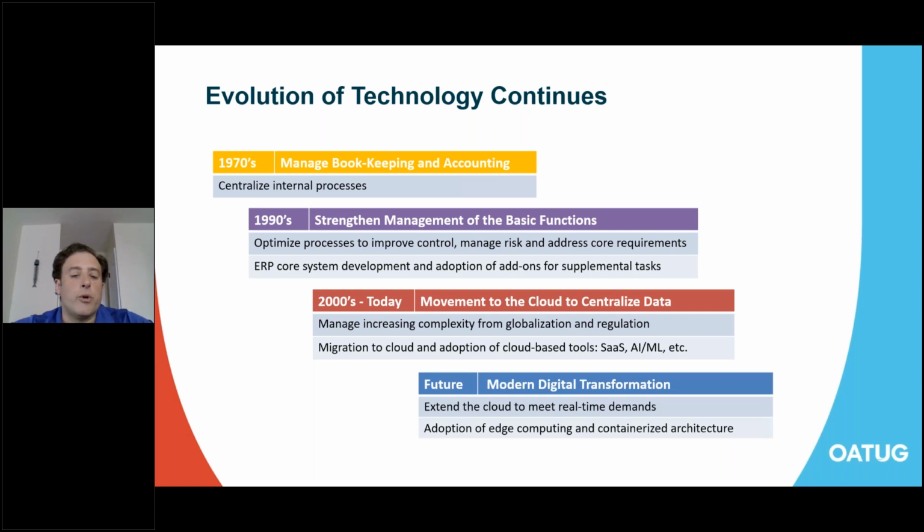And so moving forward, the cloud, as we're going to talk about, provides a lot of benefits to centralizing technology, but in order to meet real-time demands, it does have limitations. And so moving forward, what we're seeing is that a lot of companies are adopting edge computing in order to solve some of those real-time and localized needs.